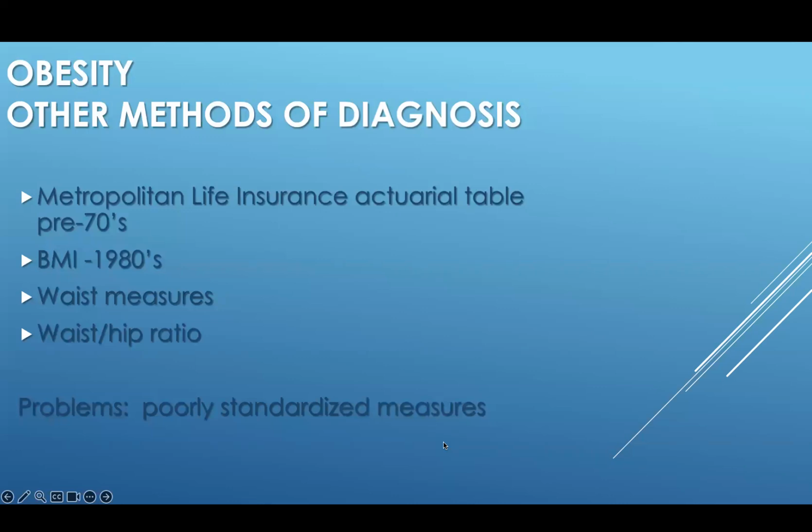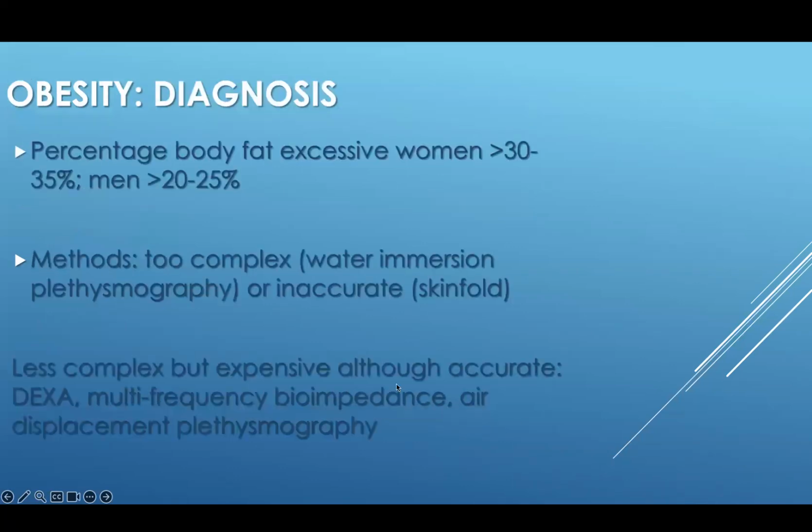Waist measurements are really pretty good at helping with the diagnosis of central obesity, waist measures as well as waist and hip ratios, just not quite as easy and not as reproducible depending on different users. And honestly, the standardized measures are really poorly studied and understood.